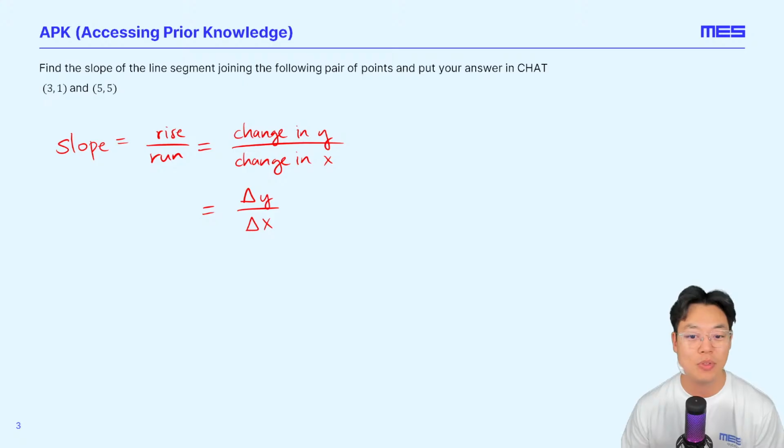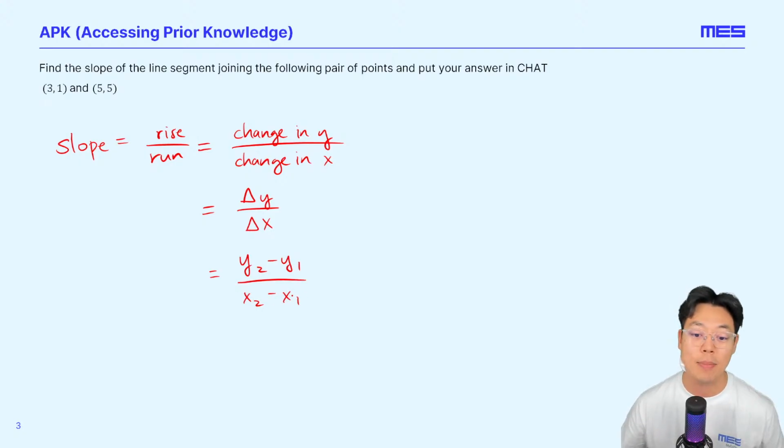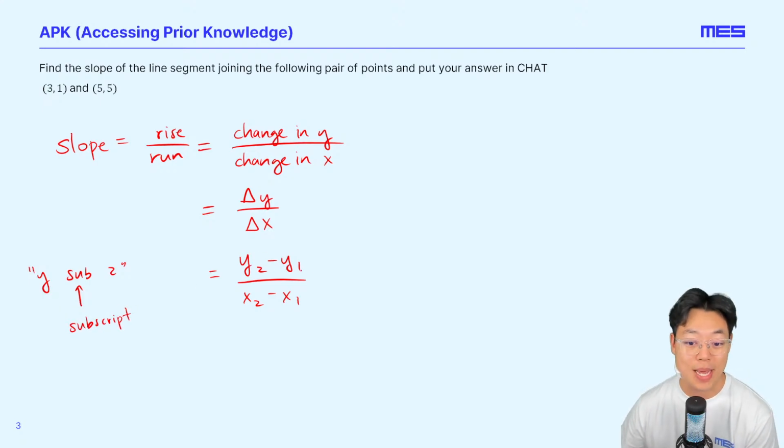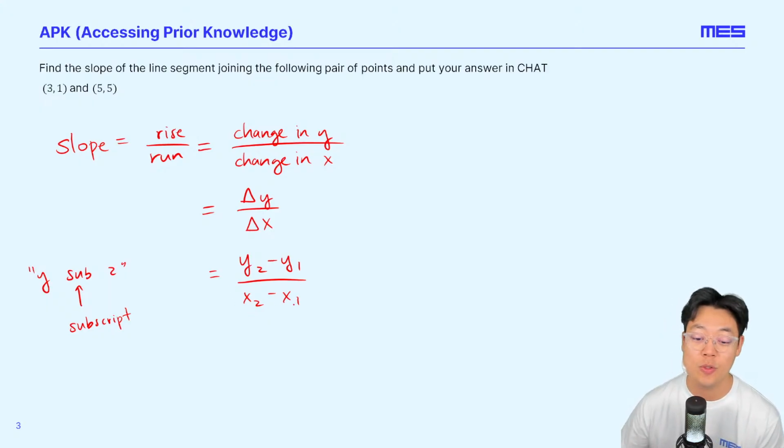Delta is a Greek symbol that stands for some change. Now, we've also seen this as y sub 2 minus y sub 1 all over x sub 2 minus x sub 1. We call it y sub 2, right? Y sub 2, and sub stands for subscript. So that's why we say y sub 2 minus y sub 1 all over x sub 2 minus x sub 1.